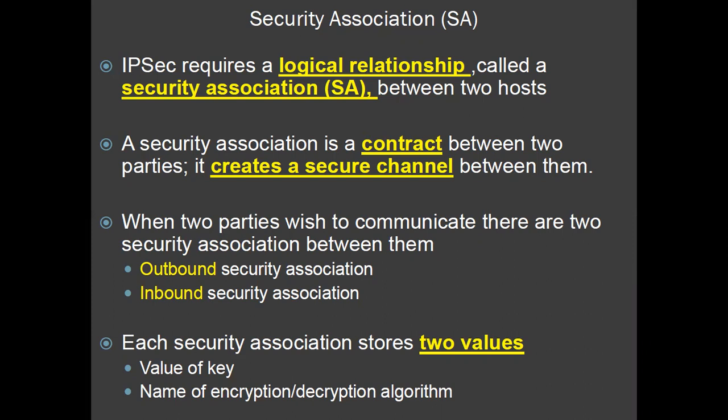Let us assume that Alice needs to unidirectionally communicate with Bob. If Alice and Bob are interested only in the confidentiality aspect of security, then they can get a shared secret key between themselves. Here we can see that there are two security associations between Alice and Bob. One is an outbound security association, and the other one is an inbound security association. Each of them stores the value of the key in a variable and the name of the encryption decryption algorithm in another variable.